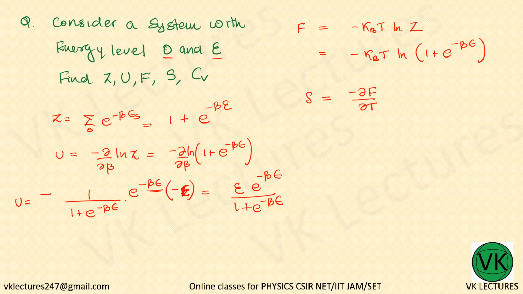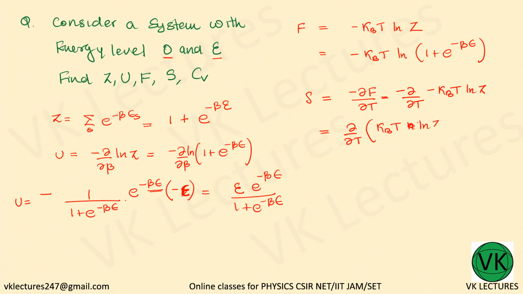So now what we can do is start with ∂/∂T of F. What is F? F is minus kBT log Z. So minus kBT log Z. Now that's equal to ∂/∂T of kBT log Z.